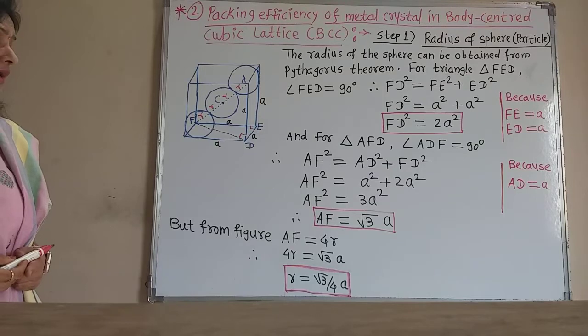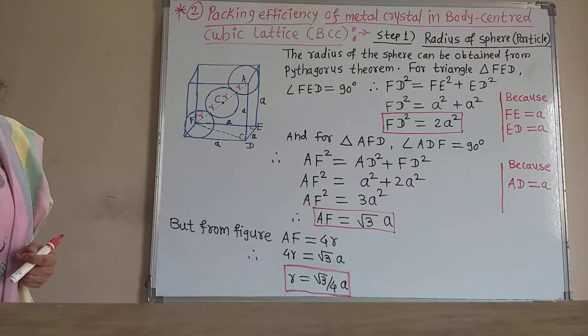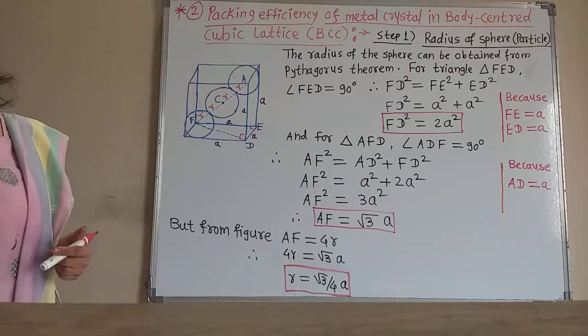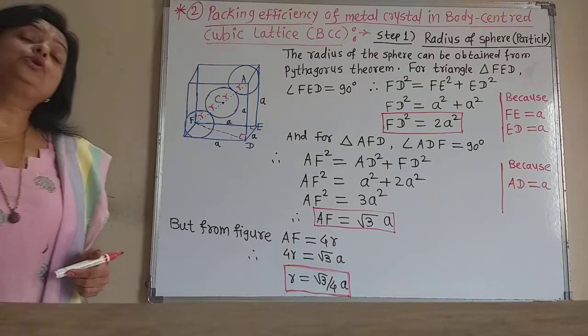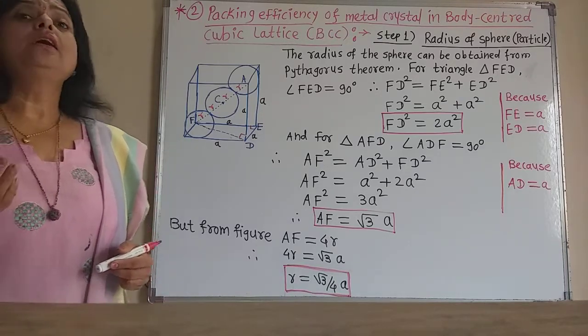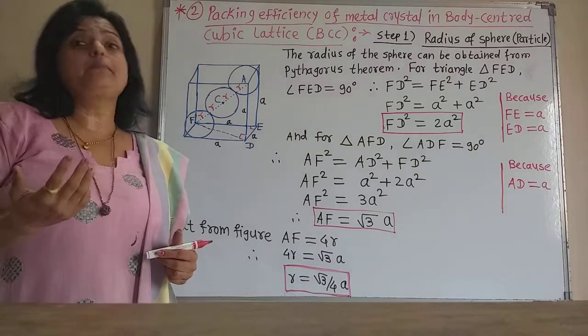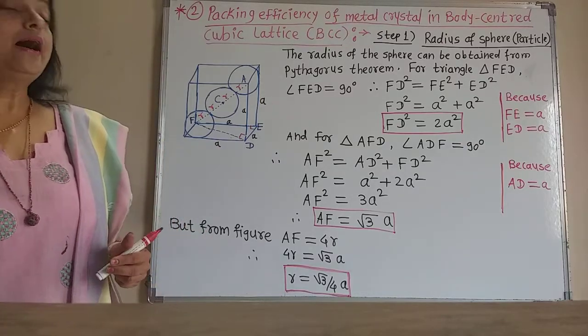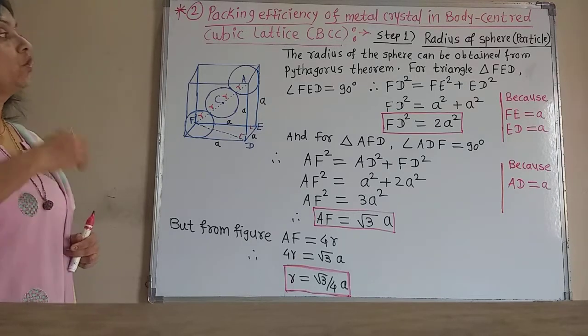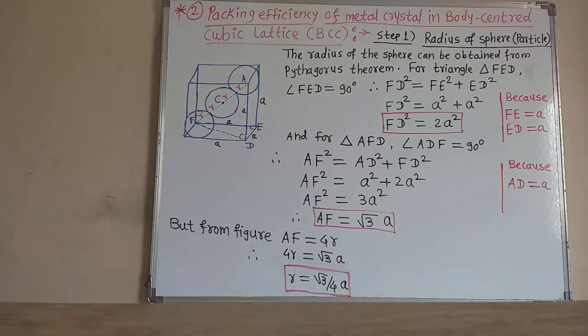Now as we calculated the radius, we have to calculate the volume of this total sphere, that is the volume of the particle. And then we calculate the packing efficiency by dividing the volume of the sphere by the total volume of the lattice into 100. That is the percentage of the sphere or particle we have to calculate. So let us calculate now the volume of this BCC first, that is the body center cubic lattice.